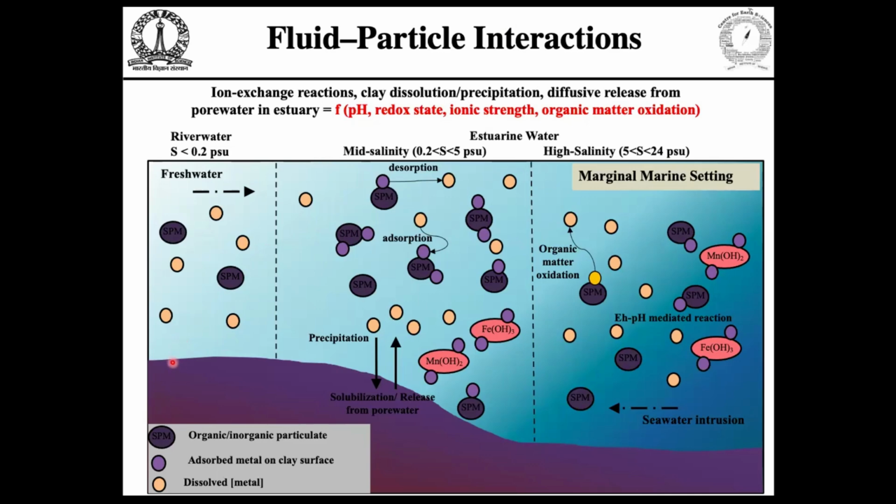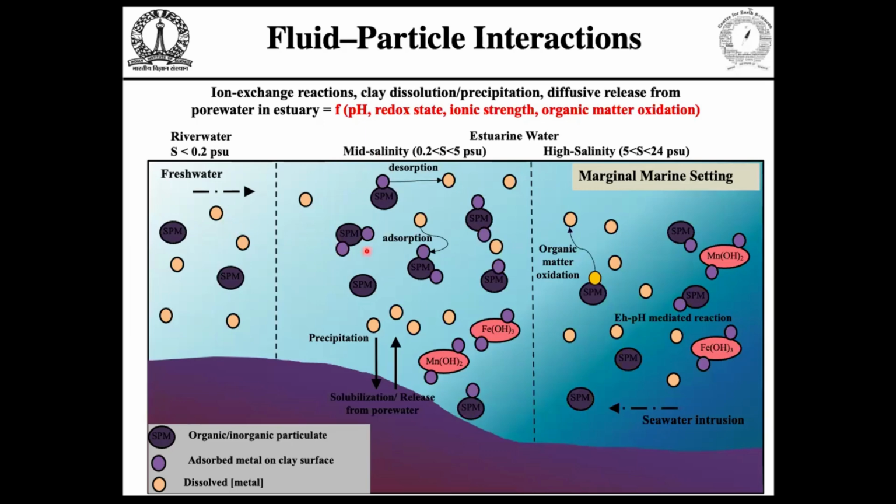Now, this graph moves from left to right. You're looking at river water through estuarine water to seawater. And we're going to define river water as any water which is below 0.2 salinity. The mid-salinity zone is the most interacting zone when you have fresh water coming in and interacting with seawater. And then there is the high salinity zone, which becomes kind of predictable in its behavior. So we have suspended particulate matter, we have dissolved metals, and we have organic matter in the system.